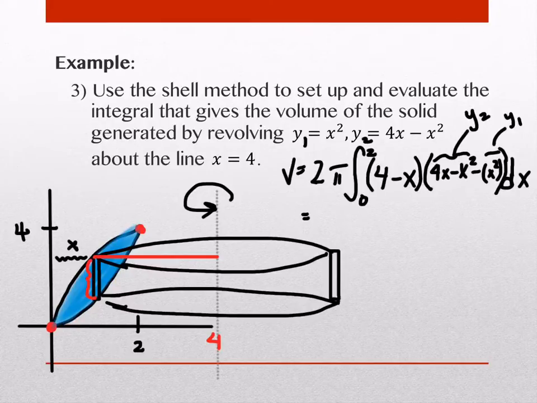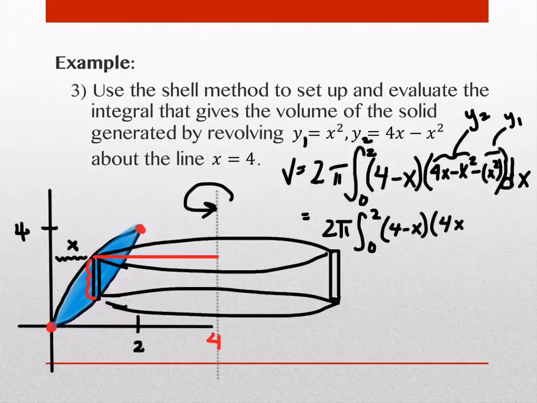All right. So we have 2 pi, and we've got our integral from 0 to 2. And we have 4 minus x times 4x minus 2x squared, right? So, the second part of it, y2 minus y1, couldn't you switch them? Because that makes sense the way I thought of it.